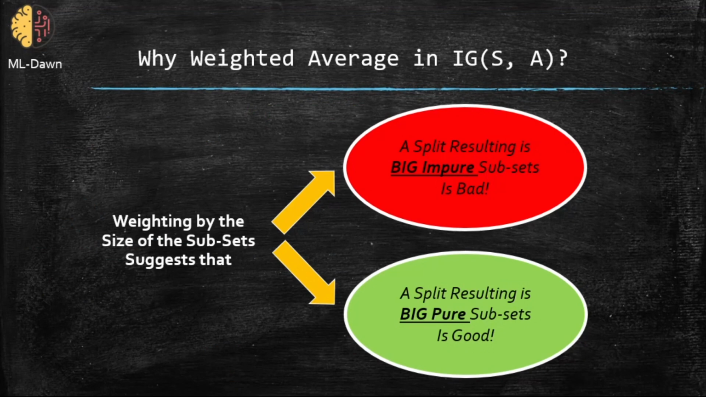Number one, a split that results in big impure subsets is a bad split. By impure, I mean confused, I mean high entropy. But a split resulting in big and pure subsets is good. So this idea, big impure and big pure, is the one that we can address by using the weighted average. Otherwise, we will not be considering the sizes, and we'll encounter the disaster that you saw earlier.